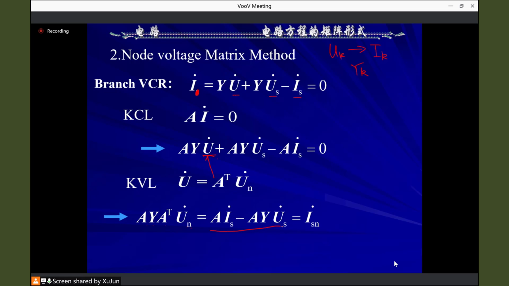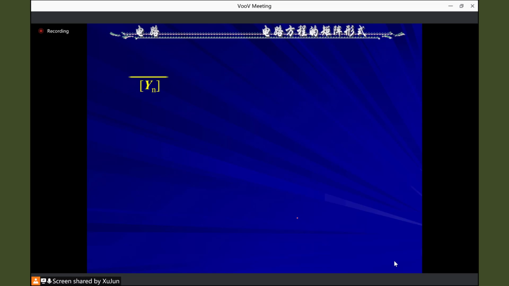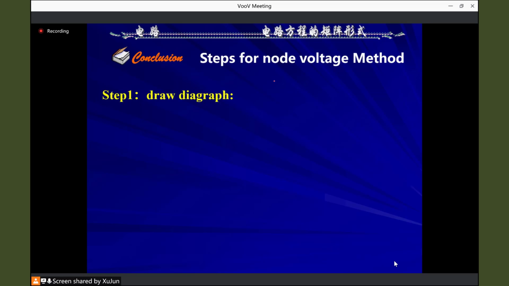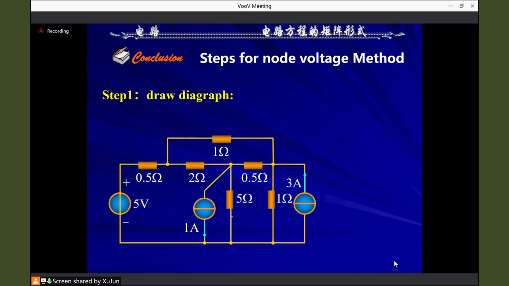We define this as ISN. And define the first part, A Y A transform, as YN. We call it the node admittance matrix. The right side is the node current. So the total function is written as YN UN equal to ISN. The steps for the node voltage method. Step 1, draw the diagram. For example, for this circuit.